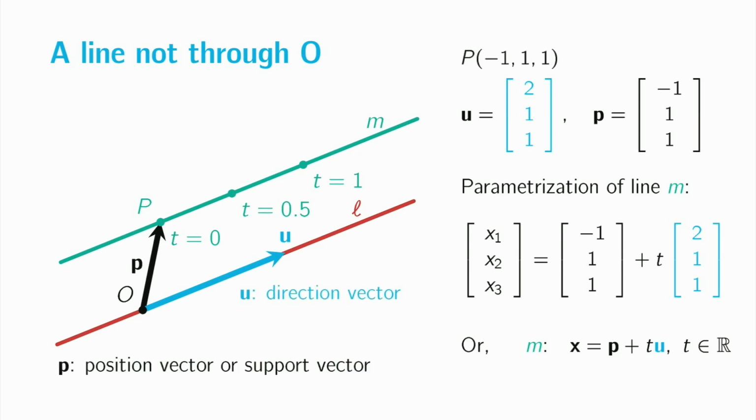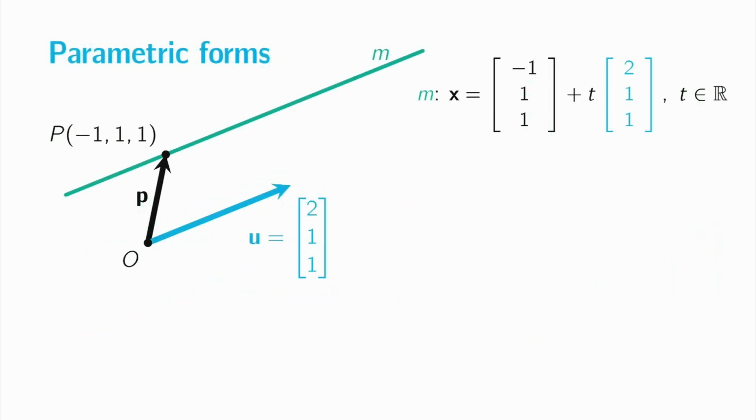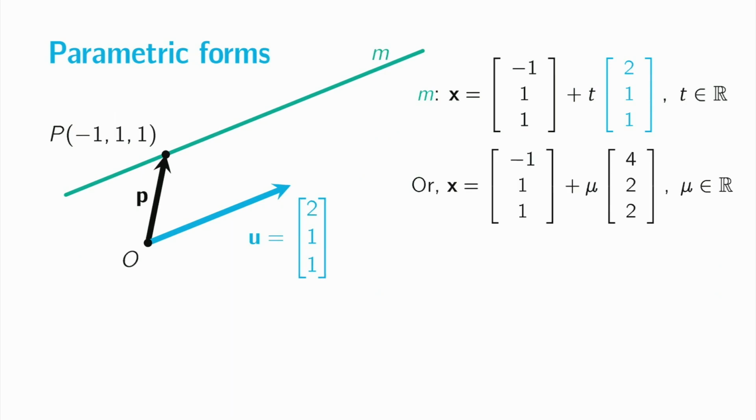In this parametric vector form for line M, p is called the position vector, and another name for the position vector is support vector. Vector u is called the direction vector. The parameterization of a line is not unique. This parameterization describes the same line because the direction vectors are parallel.